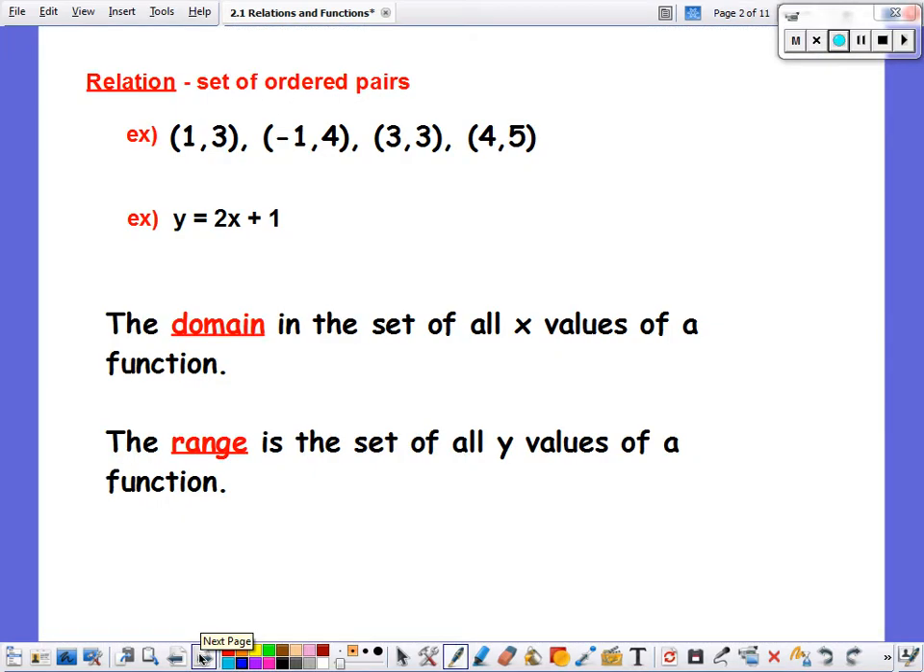Taking a look first at a relation: a relation is a set of ordered pairs. Now remember what an ordered pair is: a coordinate, a point, made up of an x and a y. And so here we have four of them.